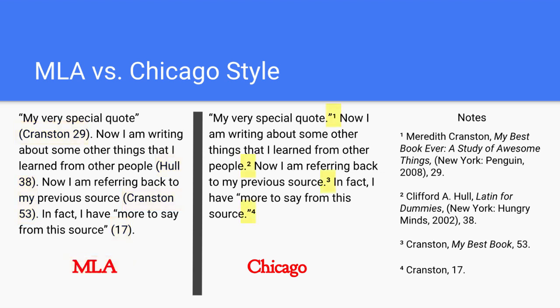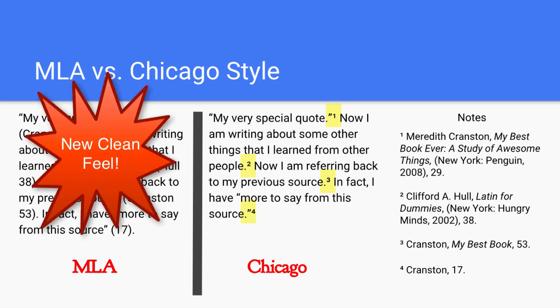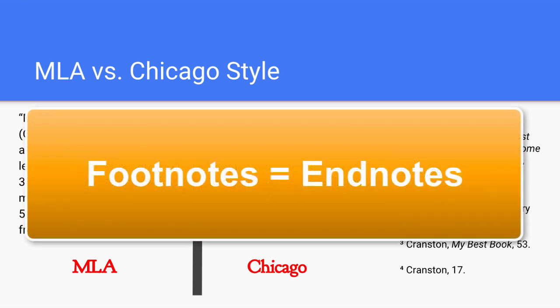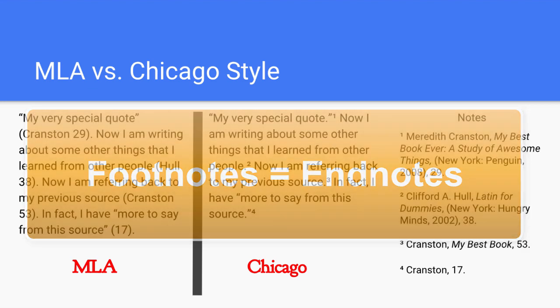We use Chicago style in history because in history research we refer to outside information more or less constantly throughout our papers, and using footnotes is less disruptive to the text than parenthetical citation. When using Chicago style notes, you'll often hear people use the term footnotes and endnotes interchangeably. Footnotes go at the foot of each page, and endnotes go at the end of the document. Otherwise, they are exactly the same.